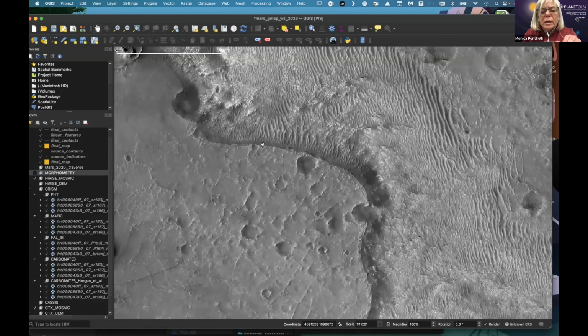This part here is part of this unit. And you can clearly see that the transition here is easier to be identified than this one, because here we have a lot of aeolian features that cover this transition. So the boundary actually is this one.